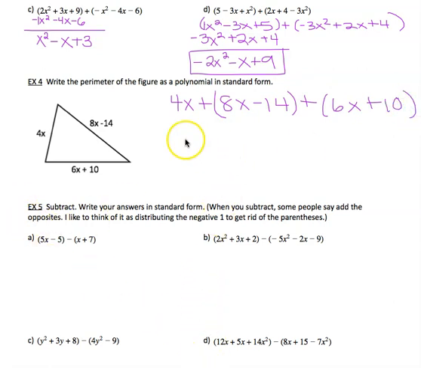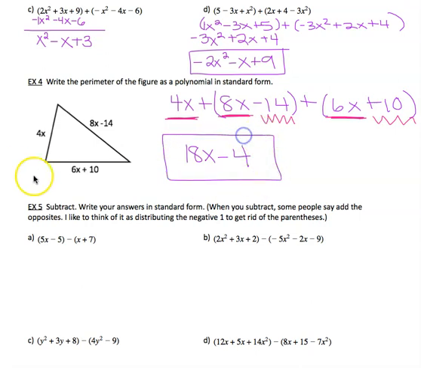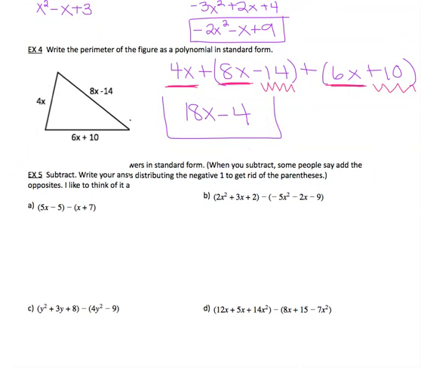And when it's all addition, I can say, okay, x terms I'm going to underline. Then constant terms I'm going to squiggle, and that's all of them. So then 4x plus 8x is 12x plus 6x. 12 plus 6 is 18, so 18x. Then I've got negative 14 plus 10, which is negative 4. So the expression for the perimeter would be 18x minus 4.